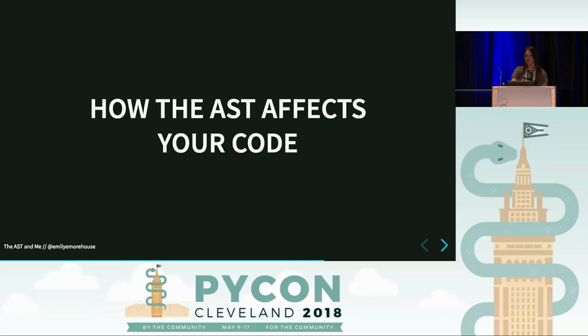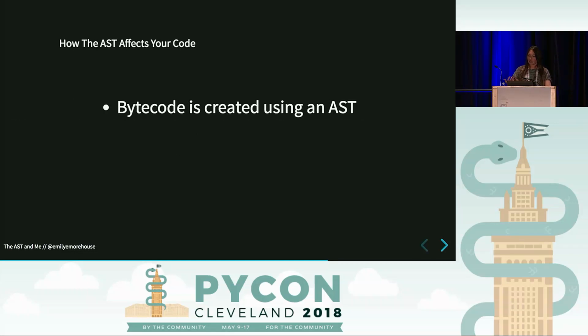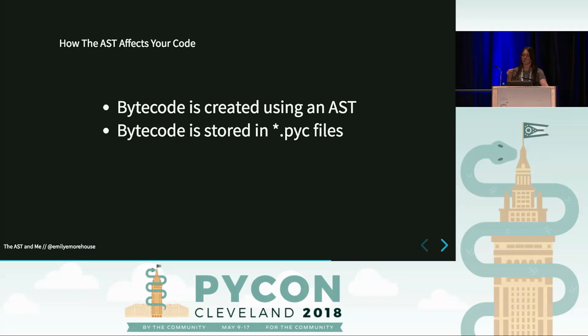All right, so how the AST actually affects your code. We now know that bytecode is created using an AST, and all of our bytecode is actually stored in PYC files. From 3.2 and previous, we also had PYO files. After 3.2, all of these files have been organized into a __pycache__ directory. So if you ever see that hanging around and you try to look at those files and you realize that you cannot read them, that's bytecode.